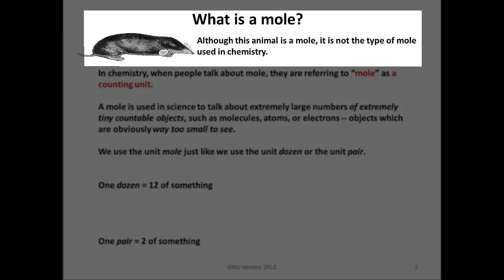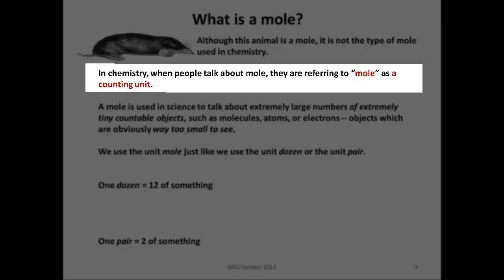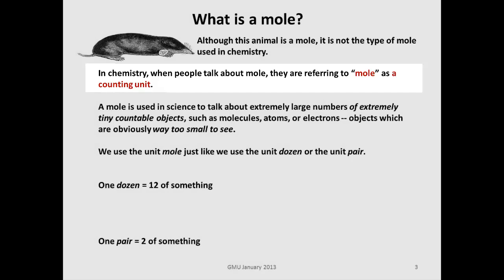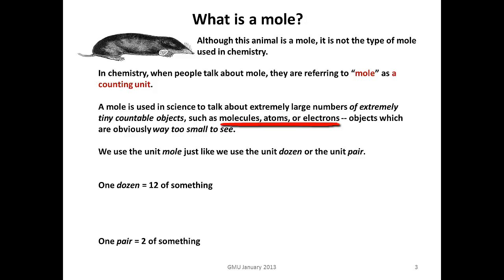Now, what is a mole? Although this animal is a mole, it's not the type of mole used in chemistry. In chemistry, when people talk about mole, they are referring to mole as a counting unit. A mole is used in science to talk about extremely large numbers of extremely tiny countable objects, such as molecules, atoms, or electrons. Objects which are obviously way too small to see.